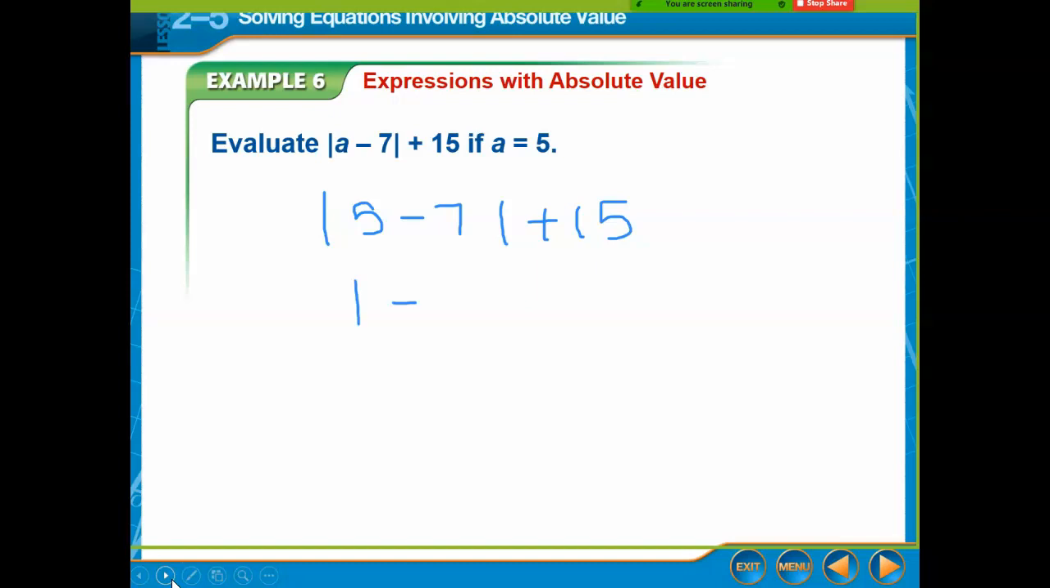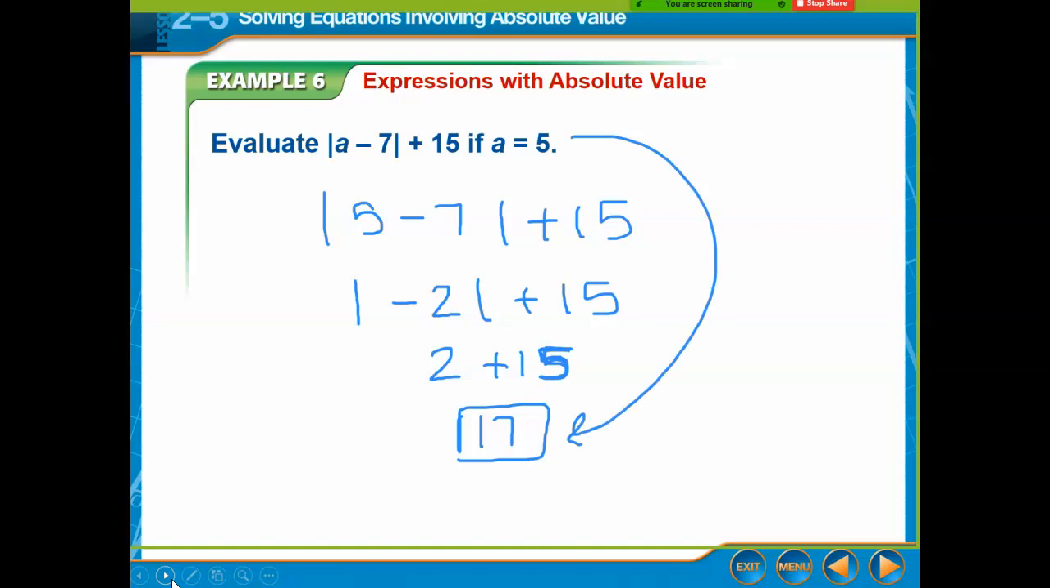5 minus 7 is negative 2. So then that would give you the absolute value of negative 2. So you simplify inside your absolute value first. Then you take your absolute value and then you want to give me that final answer of 17. So again, a lot of you on your homework were jumping from here to there. We don't want to do that.